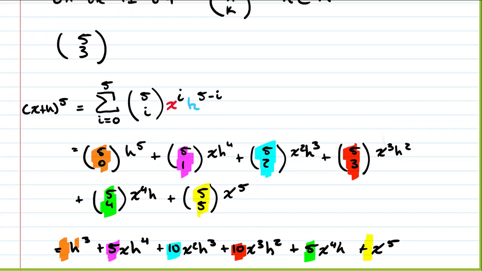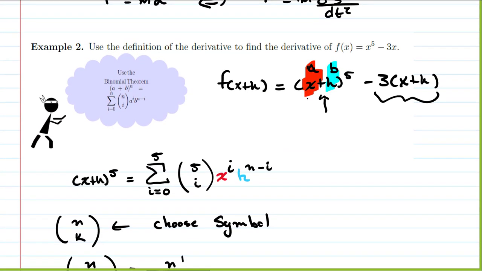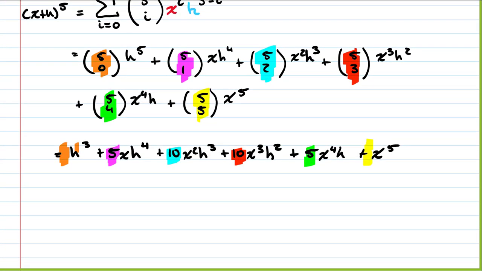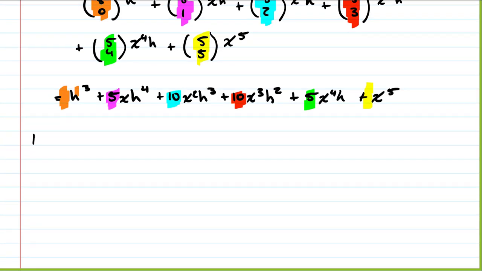So all of that work was to get just what piece? Just this, right? And what's our formula? F of x plus h minus f of x all over h. So this part is almost f of x plus h. So let's finally take our derivative.